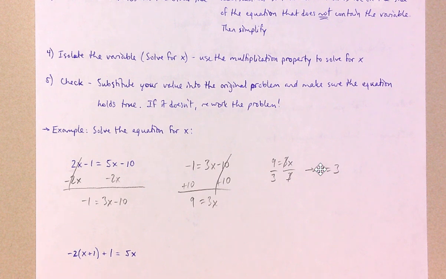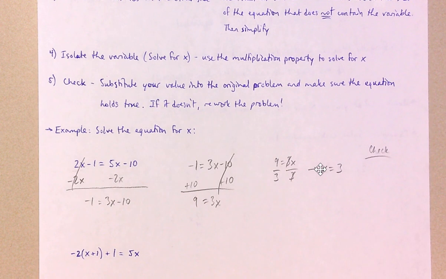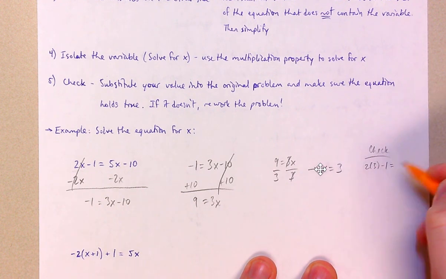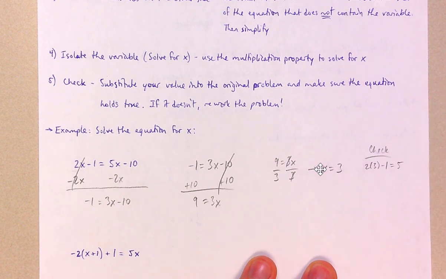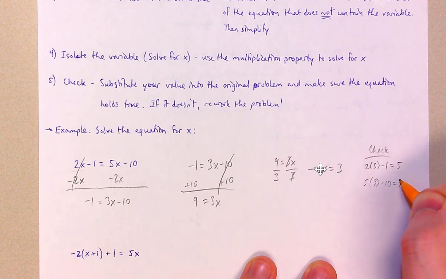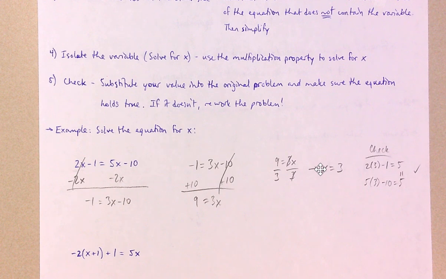And now, as your check, take this x value, substitute it into both sides of your equation, and make sure that the left and right-hand sides are indeed equal. So you can label this check, or you can just do the work on the side. 2 times 3 minus 1 is going to equal 5, using our order of operations. And 5 times 3 minus 10 is going to equal 5 as well. Clearly, these things are equal, so the equation does indeed hold, and we know that our answer makes sense.